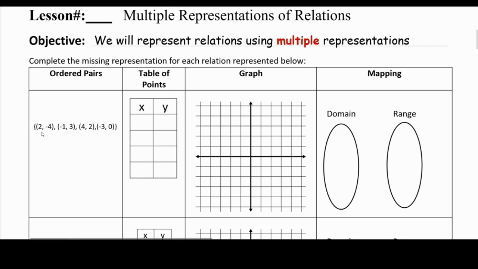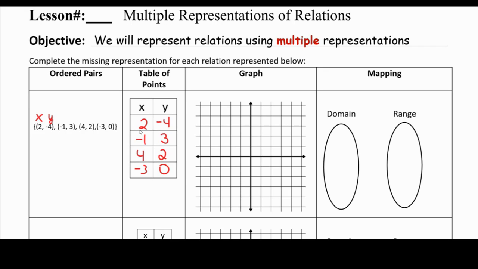So I start by transferring this information into the table. Remember, the first number is x, and the second number is y. So I'm going to transfer this by writing 2, negative 4, negative 1, 3, 4, 2, and negative 3, 0.